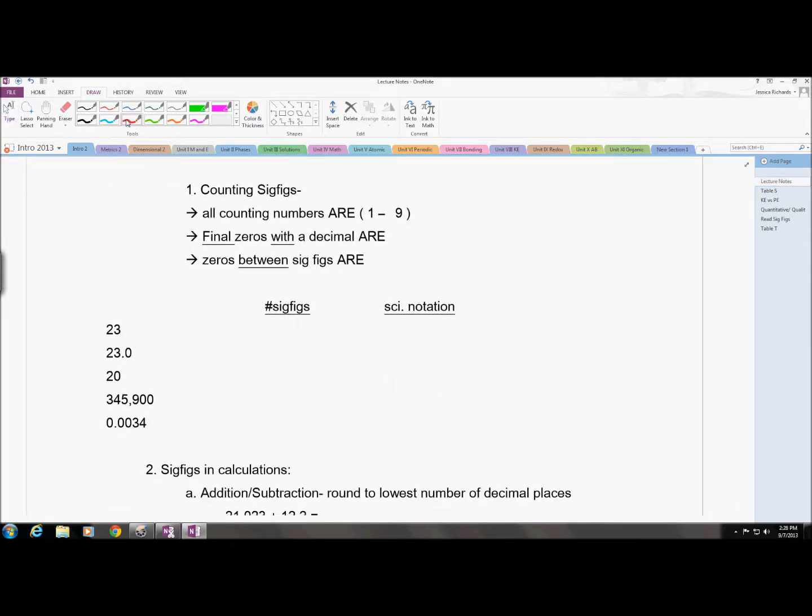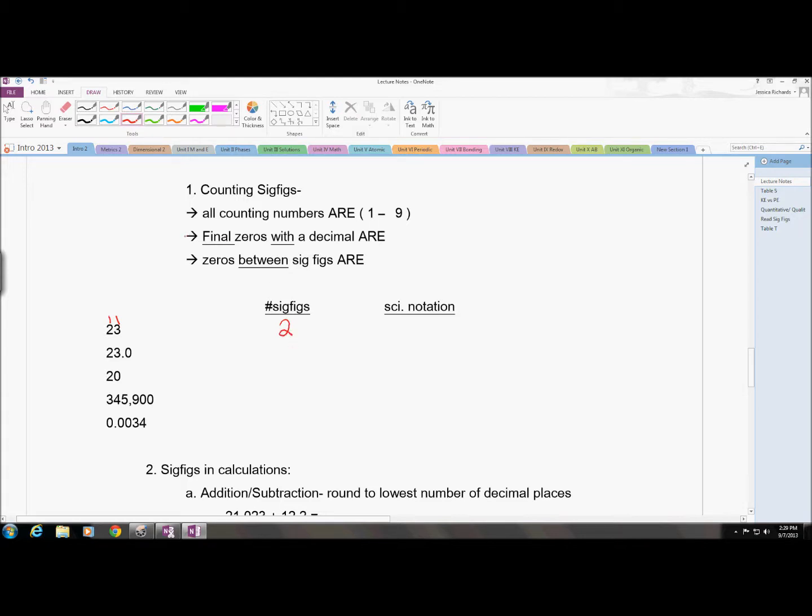We have a few rules, and they're not that hard. First, we have to know what counting numbers are. So 1 through 9 are your counting numbers. They represent actual things. Those are always significant. One of the things I'm going to tell you to do is when you see a counting number, make a little mark. 2 is a counting number, 3 is a counting number, that's it. There's nothing else left. This number has 2 significant figures in it.